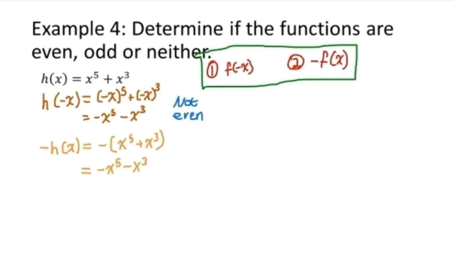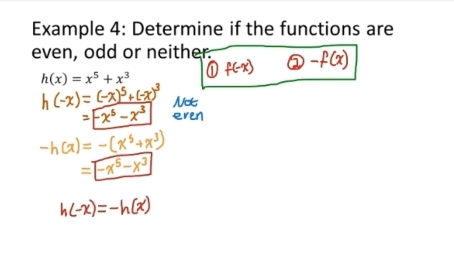Now, in order for our function to be odd, h of negative x has to be equal to negative h of x. Well, if we check our h of negative x and our negative h of x, we can see that they are both the same. They're both negative x to the 5th minus x cubed. So h of negative x equals negative h of x, which means h of x is an odd function.